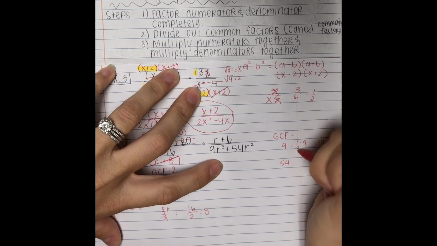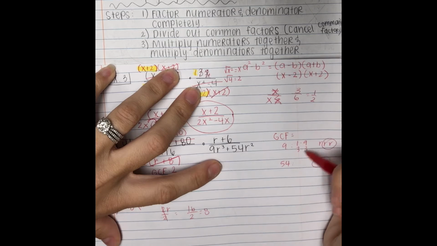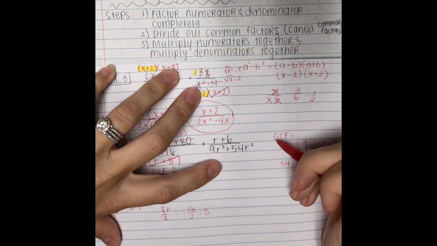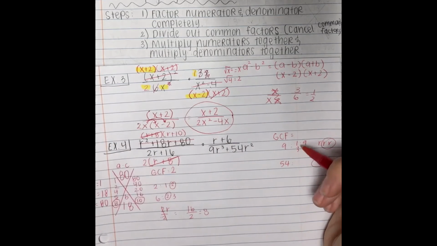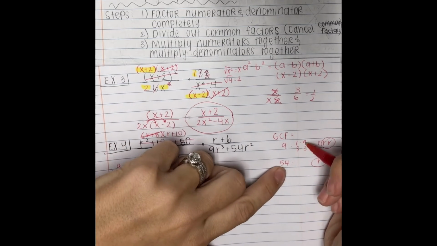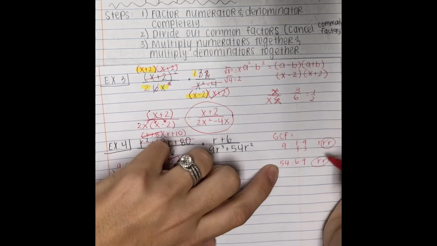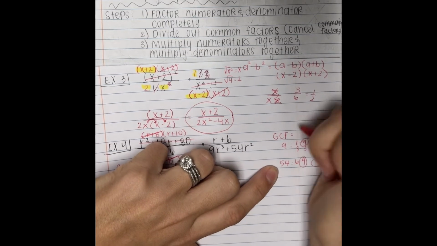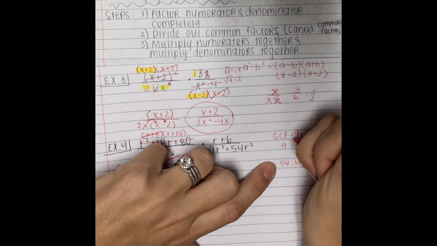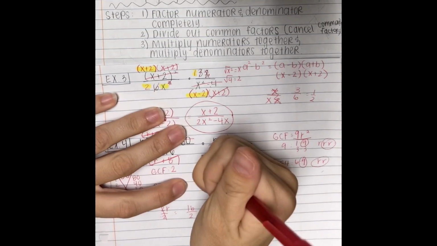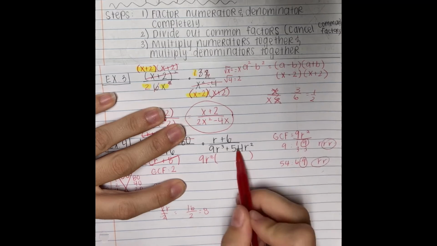1 times 9 and 3 times 3 are the only things that multiply to be 9. We want the greatest common factor, so these are the only common factors they could have. If 54 is divisible by 9, then that would be our greatest common factor. Well, 6 times 9 is 54, so our GCF would be 9. And then we have two r's in common, so r squared. So I'm going to factor out a 9r squared from both of these terms.